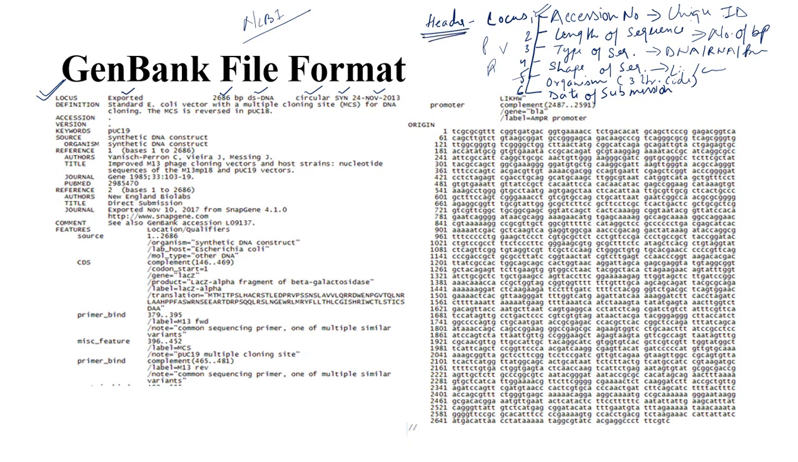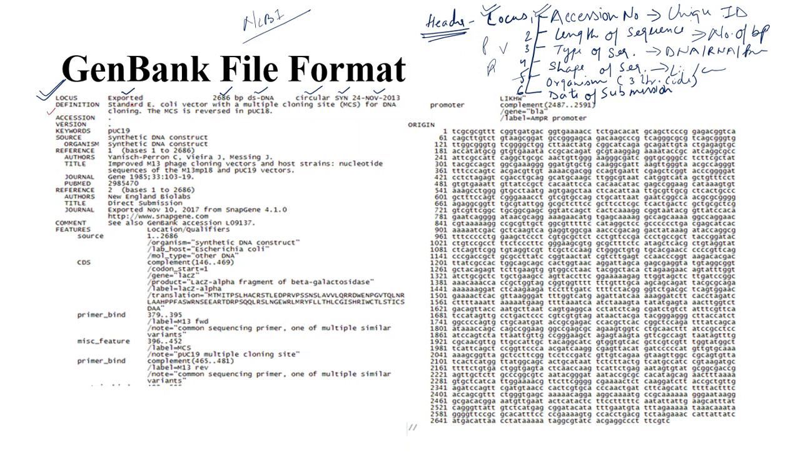From the header itself you can get the complete information about the sequence, what type of data you are going to have. Then the same thing is mentioned here. Next thing is the definition.